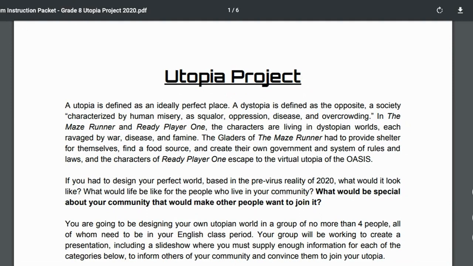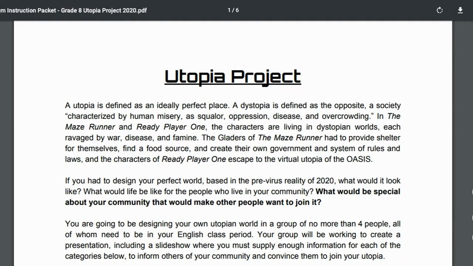and famine. The gladers of The Maze Runner had to provide shelter for themselves, find a food source, and create their own government and system of rules and laws. And the characters of Ready Player One escaped to the virtual utopia of the Oasis. If you had to design your perfect world based in the pre-virus reality of 2020, what would it look like? What would life be like for the people who live in your community? What would be special about your community that would make other people want to join it?